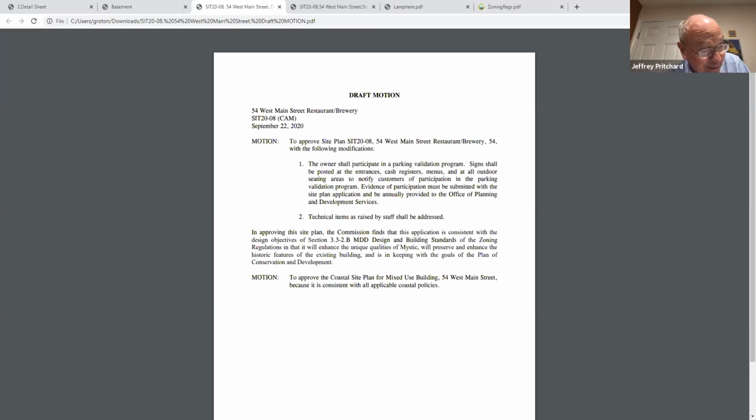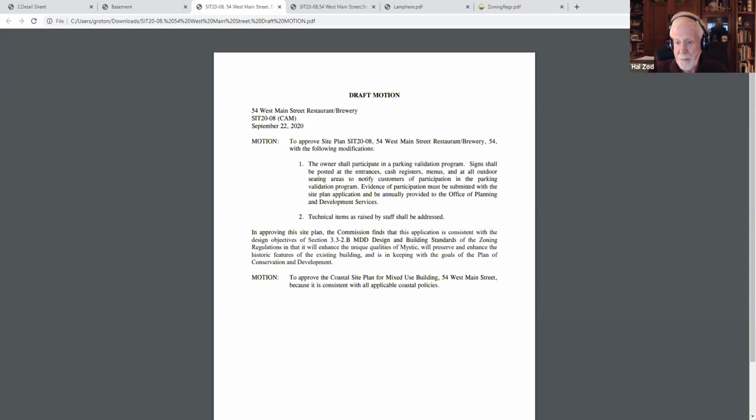Doesn't it just say that they have to be willing to validate the parking? It says evidence of participation must be submitted with the site plan and be annually provided. So it means just that they're participating in the association. One guy got to park there or 50 parked there.